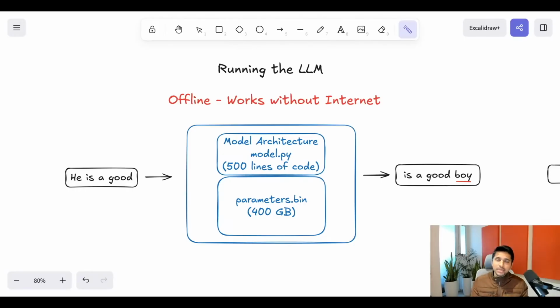There is a common misconception on the internet I have seen: that the LLM makes a network call. That is a completely incorrect statement, right? An LLM is simply model.py and parameters.bin present in a directory. By having Python, you can simply run python model.py and ask "he is a good", and it can give you "is a good boy". So it can run completely offline. That is very, very important for all of us to understand.